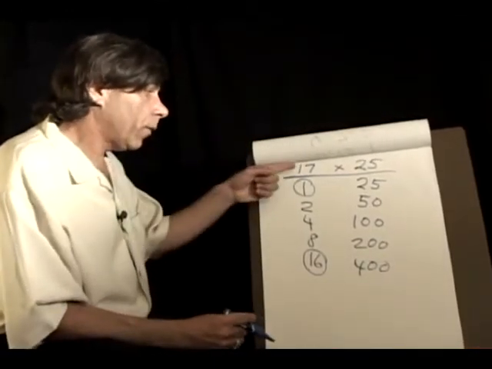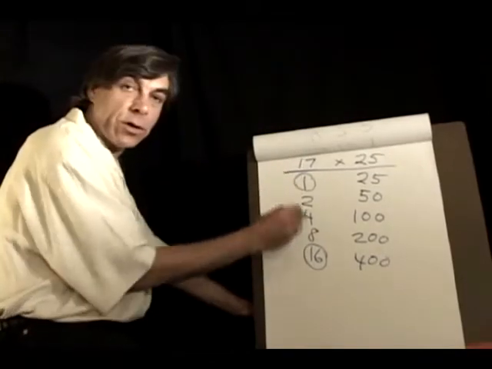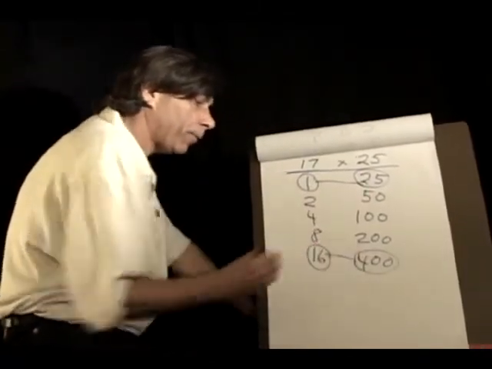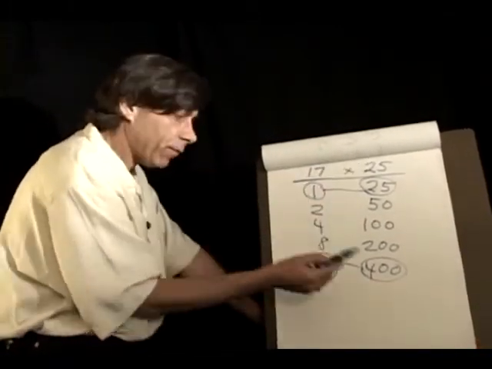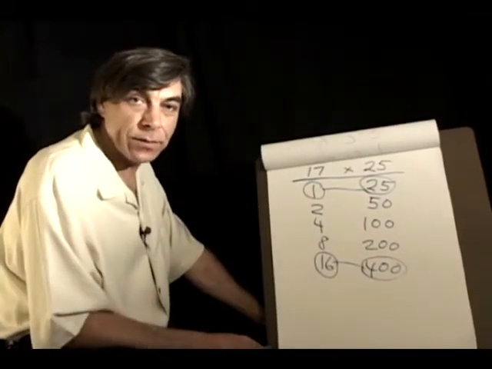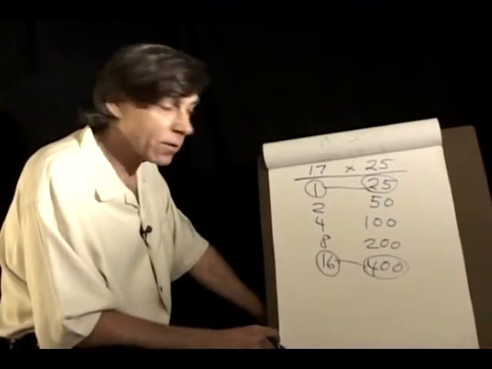So in order to know the product of 17 times 25, we just have to look at which numbers are circled over here and circle the corresponding ones over here and add them together. So 17 times 25 is 400 plus 25, or 425. It's that simple. No memorization, no times table, no tears in the third grade about this.